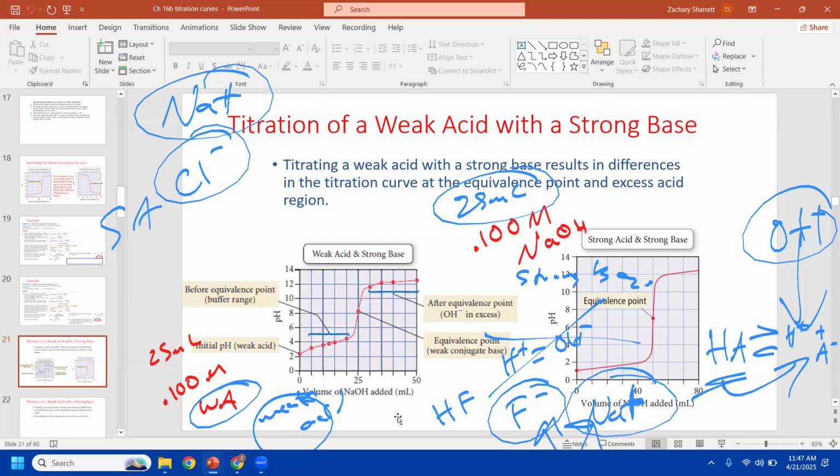So if you have Na plus and F minus in solution, this is the kind of question that will also be on the take home. I want to know, is this an acidic, neutral, or basic solution? What would you say? And you usually break it into parts. So between Na plus and F minus.